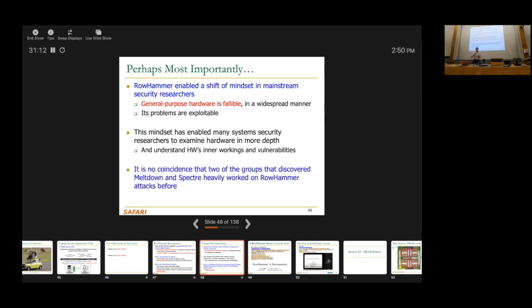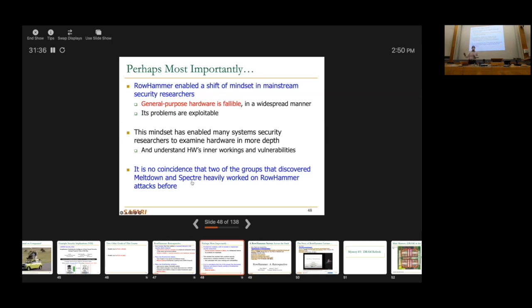And two of the groups that discovered Meltdown and Spectre. We're not going to talk about Meltdown and Spectre. How many people know about Meltdown and Spectre? Okay, I think that's a good fraction. It used to be more in 2018 when it was actually widely publicized. But these are actually common vulnerabilities in Intel, AMD, ARM chips, for example, that enable you to leak information. You can get private data that you don't have access to, basically.